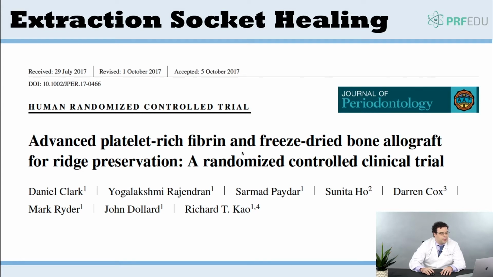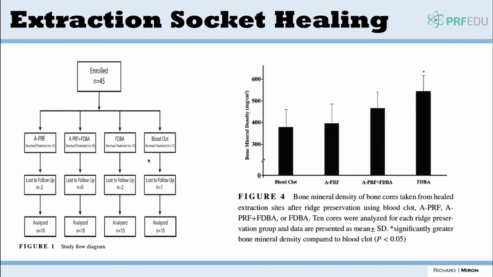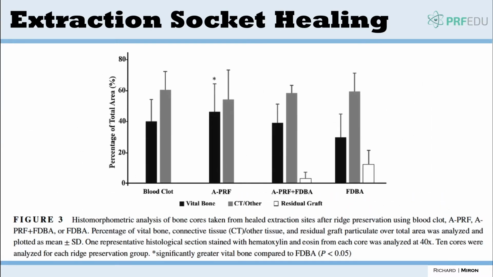And they looked at advanced platelet-rich fibrin and freeze-dried bone allografts. And this was another randomized controlled study where they had 45 patients and they looked at PRF in one group, PRF plus the bone allograft, allograft alone, and then the blood clot. And when they looked at the bone mineral density of the area, it was highest in the allograft group, and it was actually lowest in the APRF group. And so by this study, there wasn't really a huge advantage in the bone mineral density between the clot and also APRF. Okay, so that's just the quality and the mineral density of the bone.